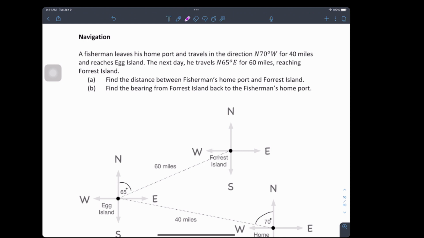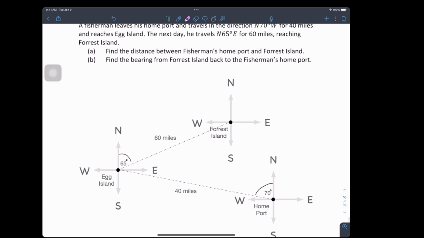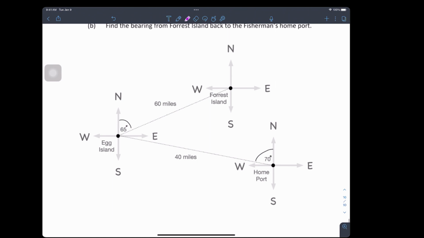A fisherman leaves the home port and travels in the direction north 70 degrees west for 40 miles. So now, should we have you guys try something like this? Give you guys some time to try it? I just want to say a few things here. Notice what's going on. The fisherman leaves a home port. And I guess they labeled the home port. Where's your home port? Here, you guys see that?